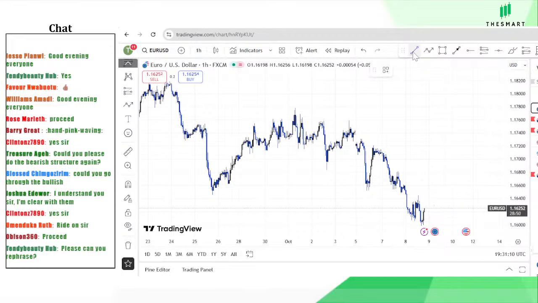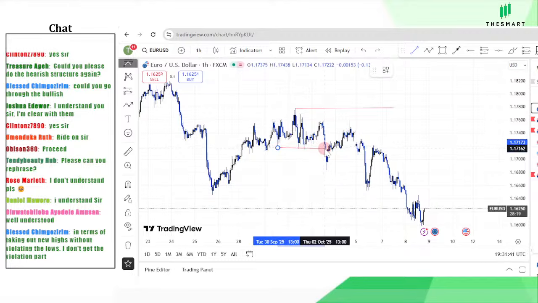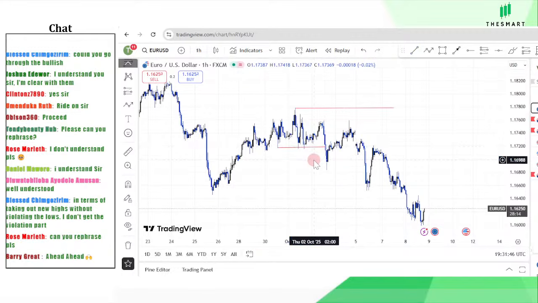So let's just work with what we have here. We have this high. I'll explain the violation part. So now let me just do a recap on a bearish structure. This is our high. And where is the last low that created this high? This was the last low.